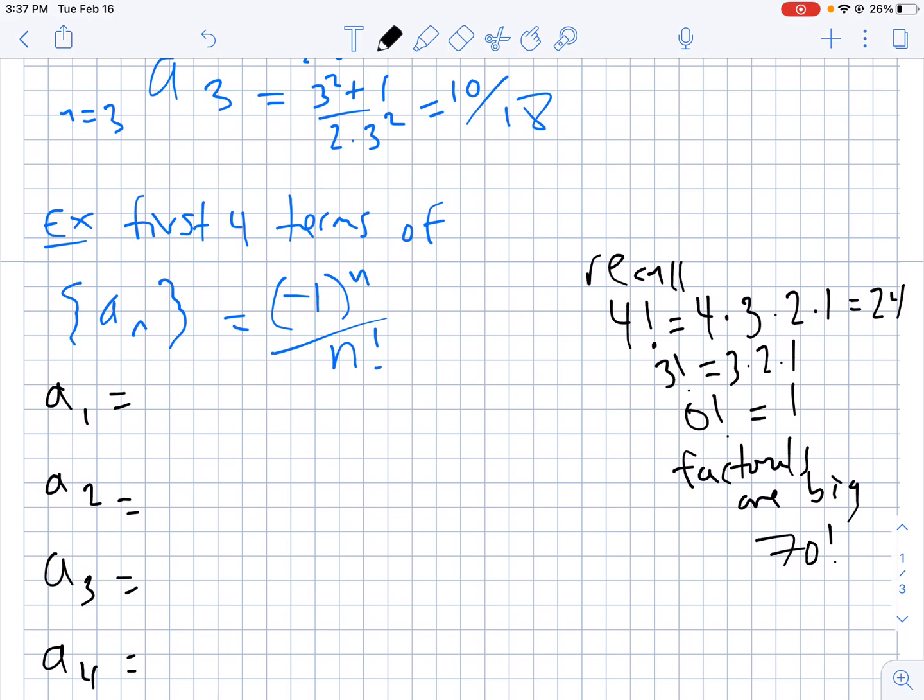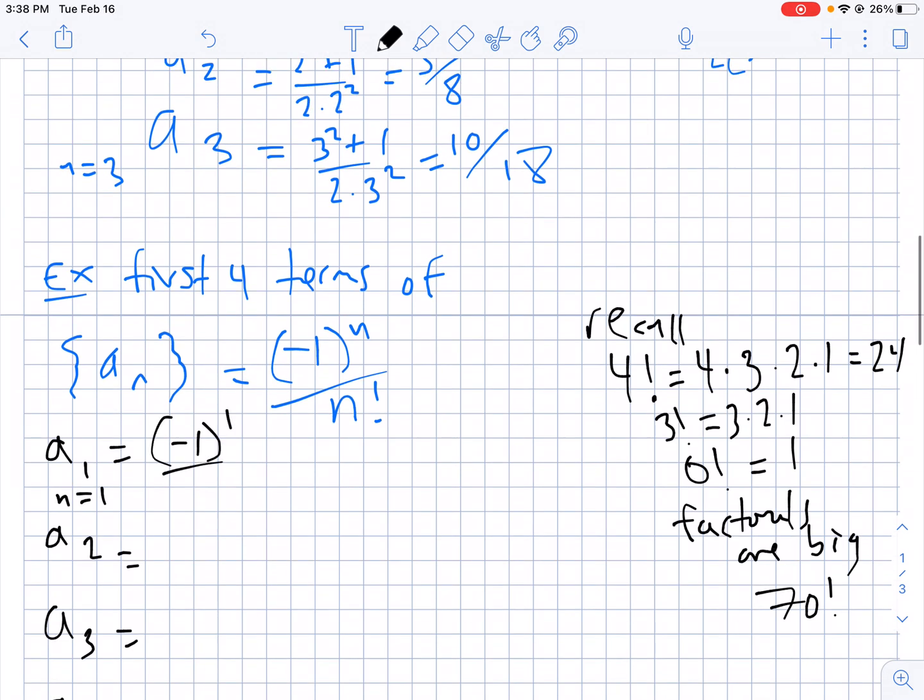So anyway, a sub 1, so that's saying plug in n equals 1. So that's -1 to the first power over 1 factorial.